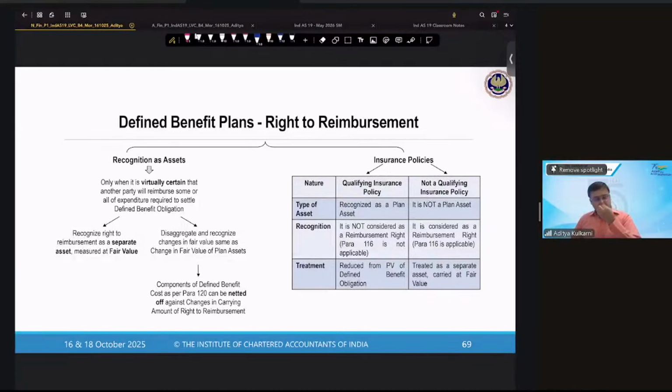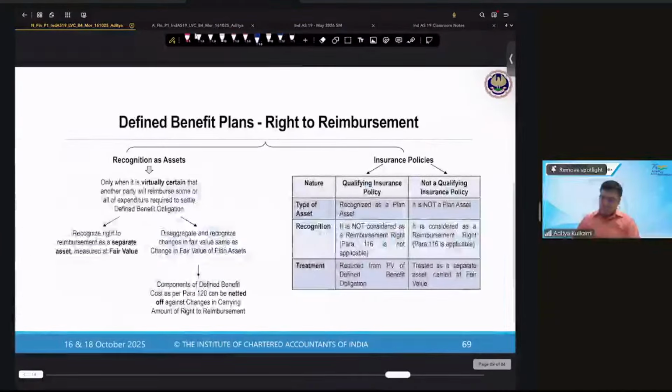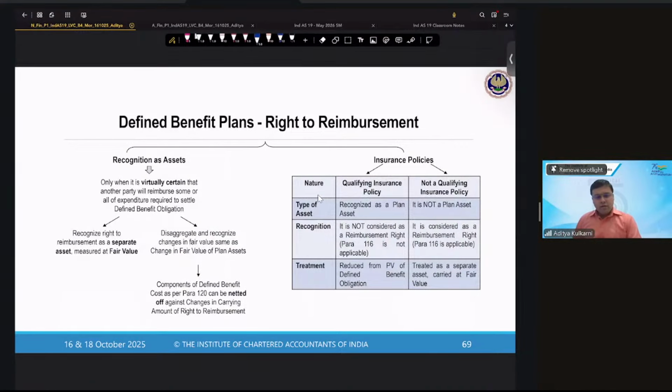That takes care of your plan assets and post-employment obligations. There is one small thing, right to reimbursement. Sometimes you get to be reimbursed for whatever is the obligation. So recognize an asset of reimbursement only when virtually certain that another party will reimburse the expenditure. Otherwise, do not recognize. Treat it as a separate asset. Do not net off. Disaggregate and recognize changes in fair value, same as change in fair value of plan assets.